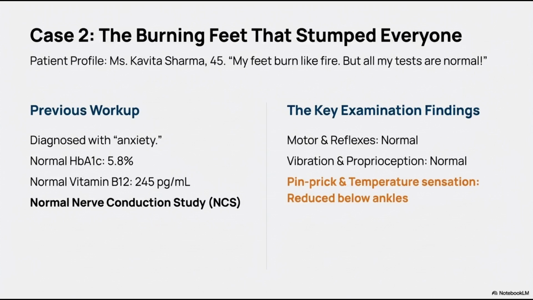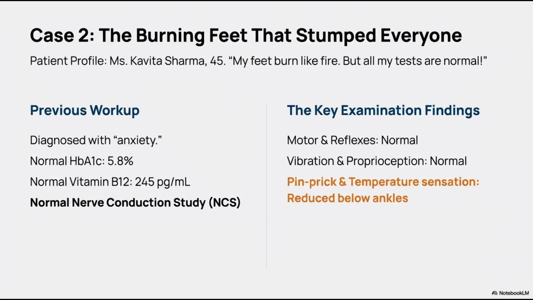The examination findings: motor and reflex normal, vibration and proprioception normal, pinprick and temperature sensation is reduced below the ankles. So here we are getting our answer already. There is small fiber neuropathy. Why? Pain and temperature reduced, reflexes and proprioception normal, so no large fiber involvement. Nerve conduction study is normal again. B12 is normal. HbA1c is normal. That means there is small fiber neuropathy. Now we have to find out what is the cause of the small fiber neuropathy.